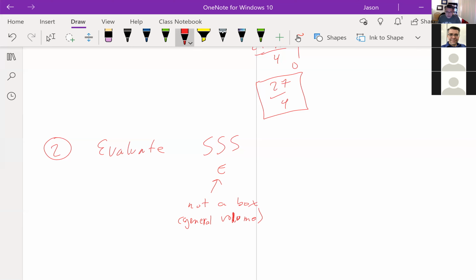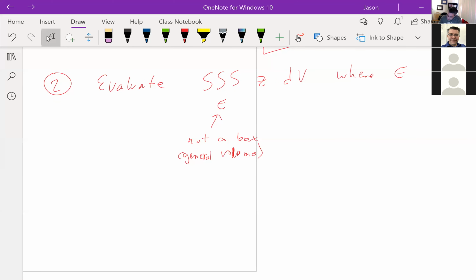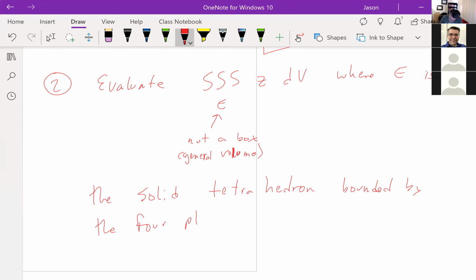So this is going to be the triple integral of z dv, where E is the solid tetrahedron bounded by the 4 planes x equals 0, y equals 0, z equals 0, and the plane x plus y plus z equals 1. What volume are we integrating over?